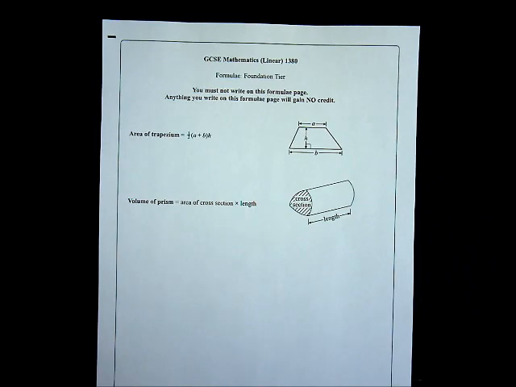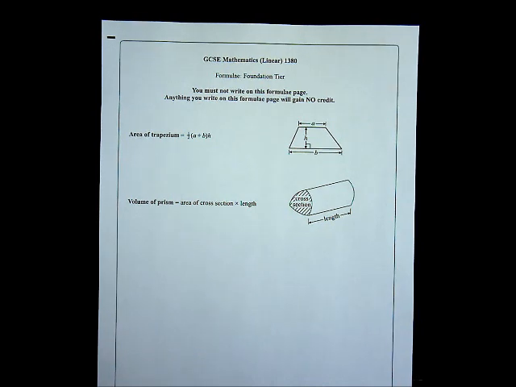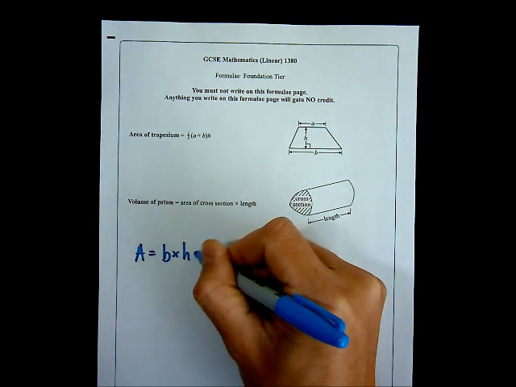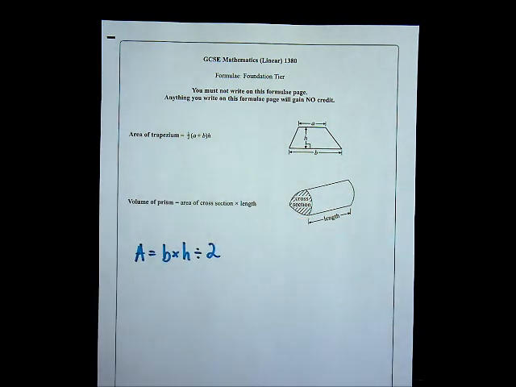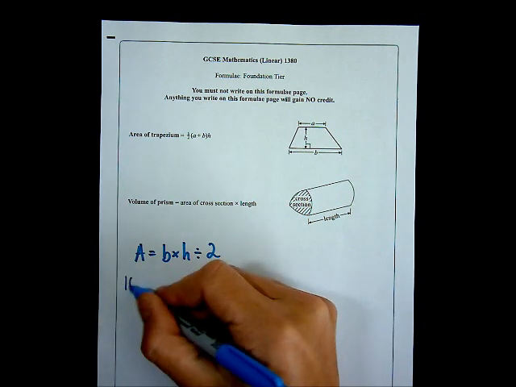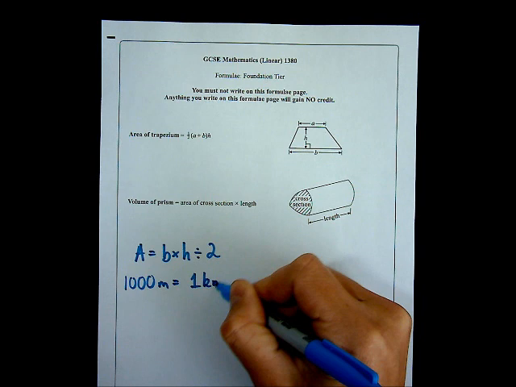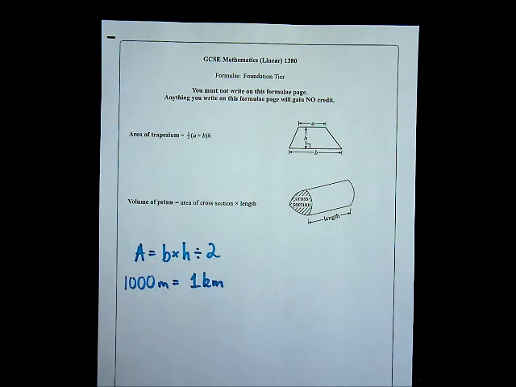At the start of the exam, I'd want to write down on the formula sheet anything that I think I'm going to need to remember during the course of the exam. So in this case, I'm going to write down that the area of a triangle is the base times the height, divided by 2. I might also decide to write down that 1,000 meters is equal to 1 kilometer. Anything that you'll find useful, you can write down at this stage.